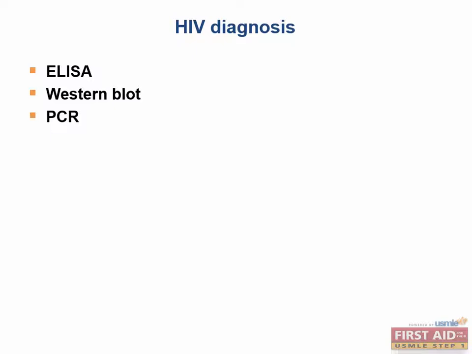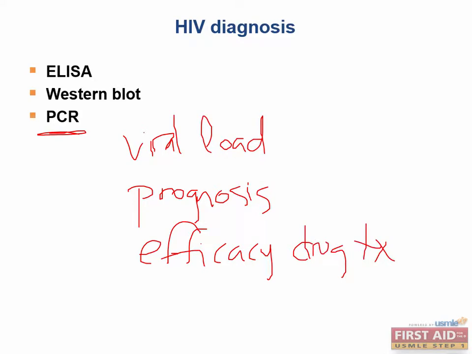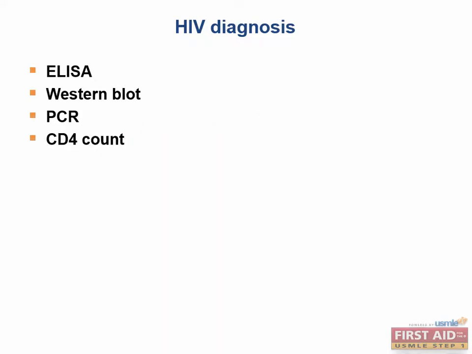Once the diagnosis of HIV is made, the polymerase chain reaction, or PCR, is performed to determine the patient's viral load. The viral load is the amount of viral RNA that's present in the patient's blood serum. Not only is the patient's viral load used to determine prognosis, it is also used to follow up efficacy of drug treatment. The CD4 count is also used to assess and monitor treatment process.